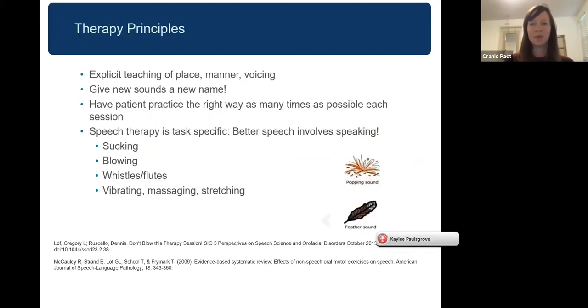The way that therapy should work is that you're explicitly teaching the child the place, the manner, and the voicing for the speech sounds that they need to work on. And we're going to talk a lot about place, manner, and voicing today. I like to give the new speech sounds a new name because it helps the child or the patient learn that they're making the sound in a new way.